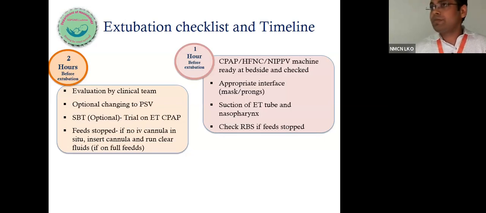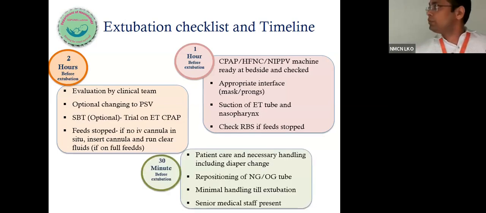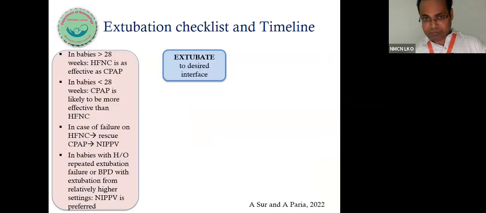The interfaces should be arranged, and suction of the endotracheal tube and the nasopharynx should be done. Then RT should be checked if the feeds are already stopped. Thirty minutes prior, minimal handling should be done in patient care, and only necessary handling, such as diaper change. You should check the position of the OG tube. Then senior staffing should be present.